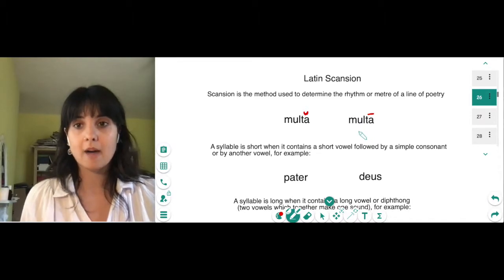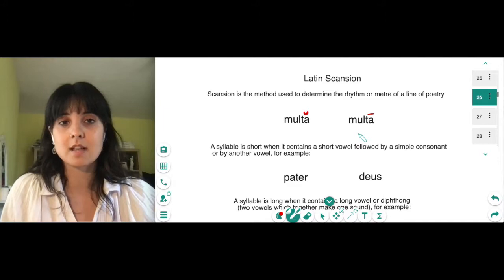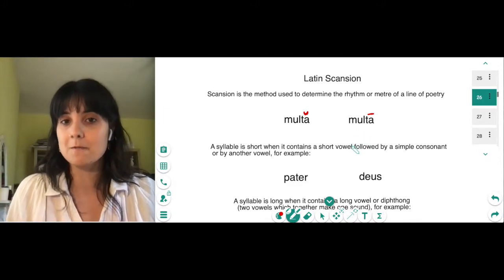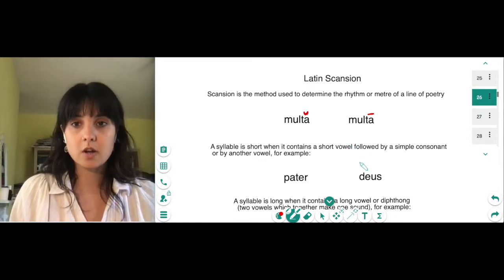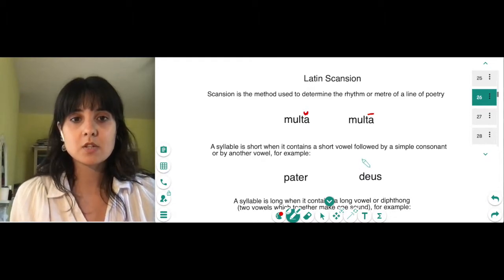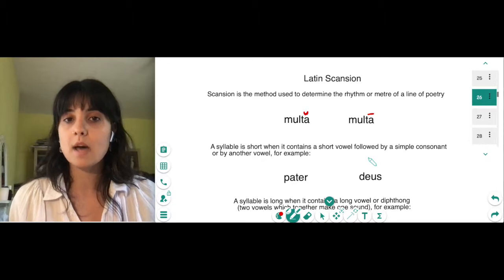Sometimes this is apparent by the context, but many times it's not. And often Latin poets like to play around with this, and so sometimes it requires a little bit more figuring out. So, how do we determine whether a syllable is short or long? A syllable is short when it contains a short vowel followed by a simple consonant or by another vowel.